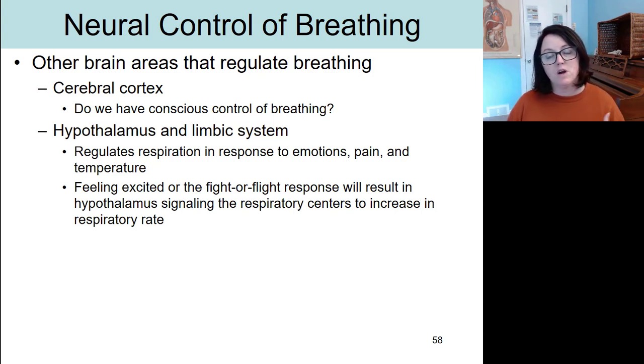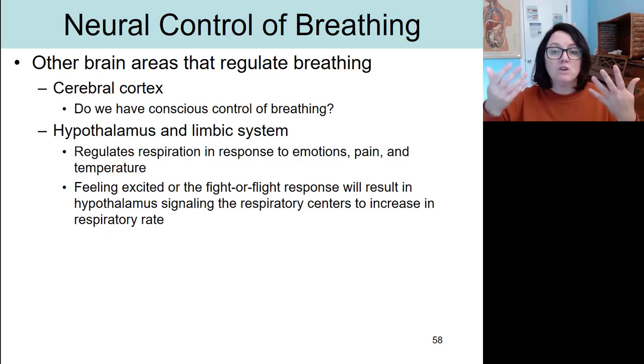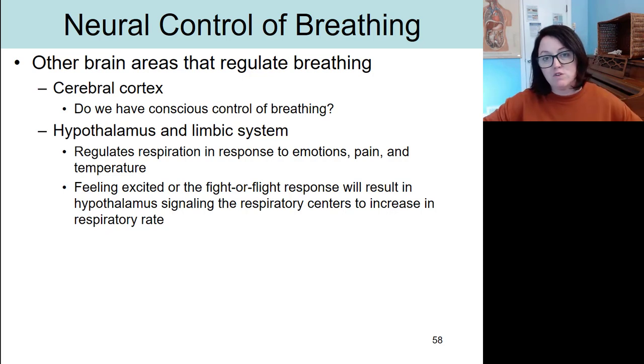The hypothalamus and limbic system are also involved with regulating breathing. These systems are involved with regulating breathing in response to some of our deep-seated drives and emotions, and pain and changes in temperature. So looking at one example, when we feel excited or when we have that fight or flight emergency response activated, the hypothalamus will send signals to the respiratory group in the brainstem, increasing our respiratory rate. So you've probably noticed when you're excited or in that emergency mode, you're breathing more to get more oxygen to the cells of your body, like your muscles and your brain, so that you can run and think your way out of the situation.